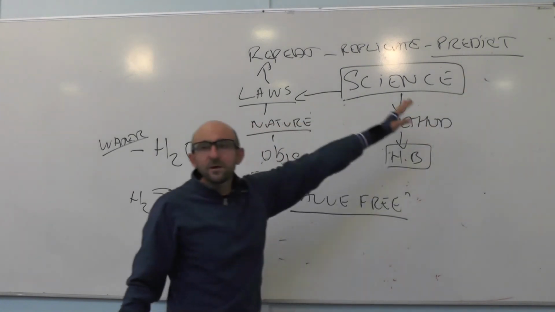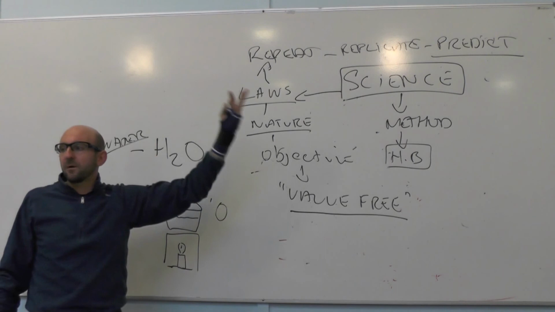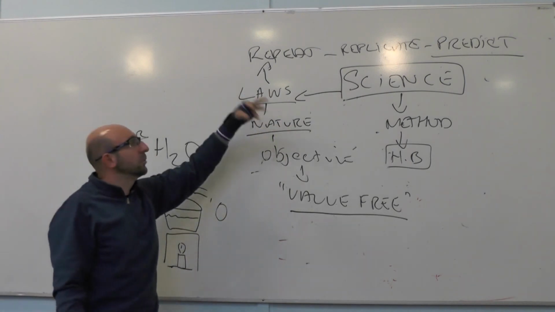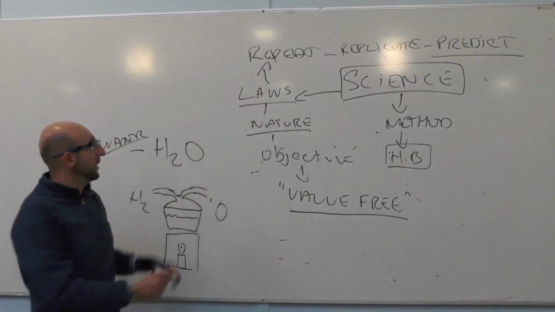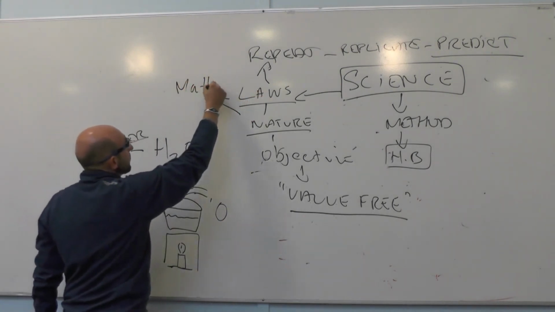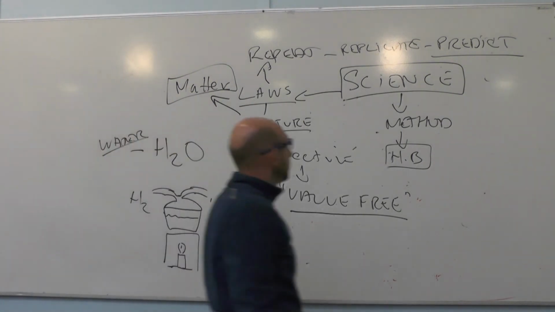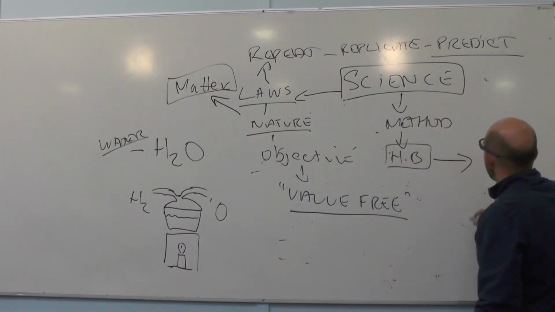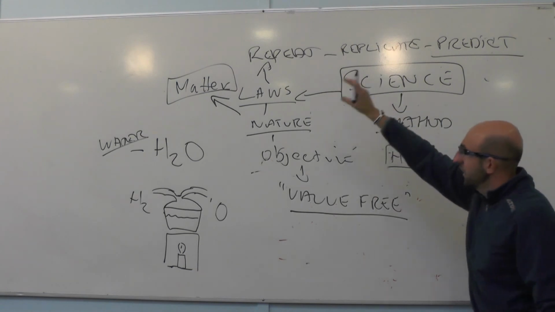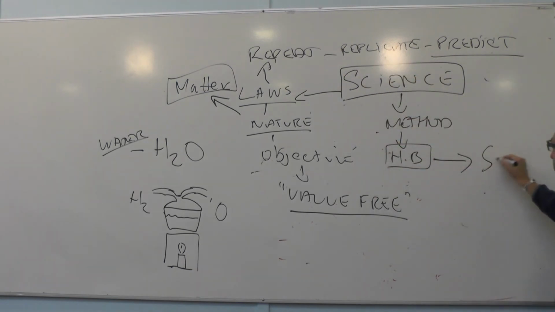Well, maybe we can do this with human behaviour as well. Maybe we can conduct experiments, and maybe we can look at the phenomena. So what's the phenomena that science is looking at? Well, it's looking at matter, isn't it? So chemicals, rock, this sort of thing. The positivists are saying that we can apply this method to human behaviour, to society, and indeed to humans.